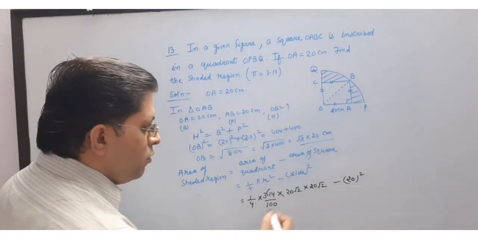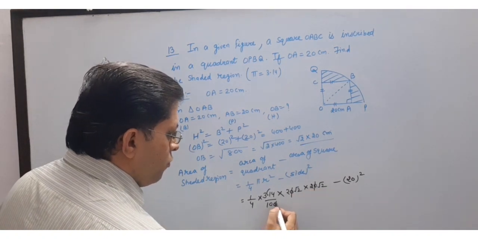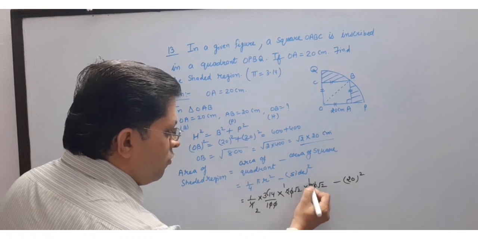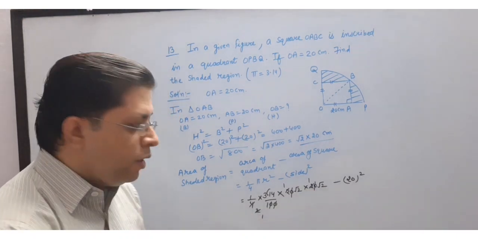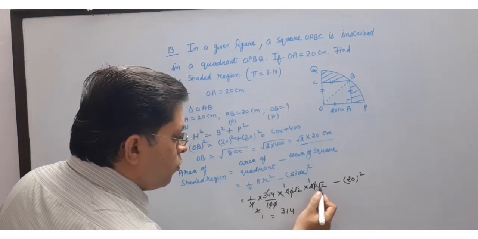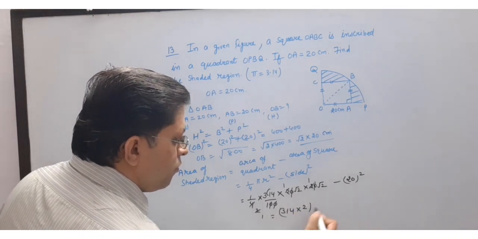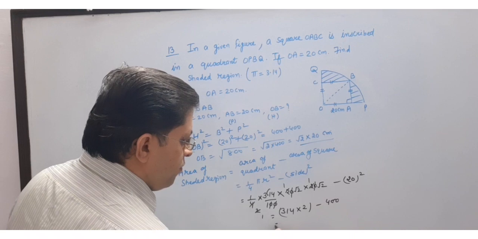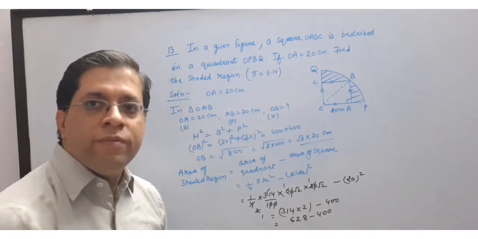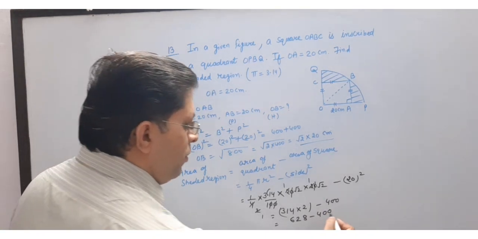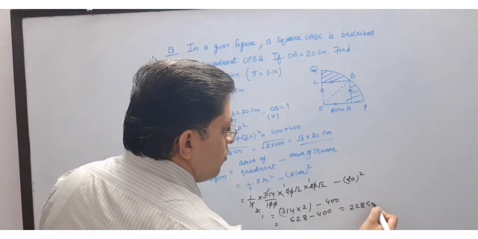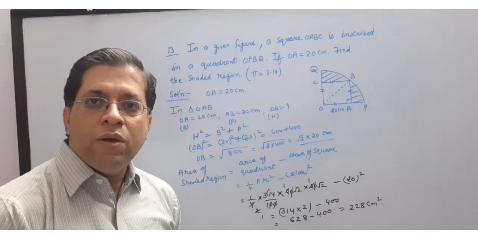Remove 100, 2 zeros. 2 1s are 2, 2 2s are 4, 2 1s are 2. Okay, then 314 into root 2 into root 2 is what? 2. This is 400. This is 628 minus 400. Okay, then what will be? 228 centimeter square. This is your answer.